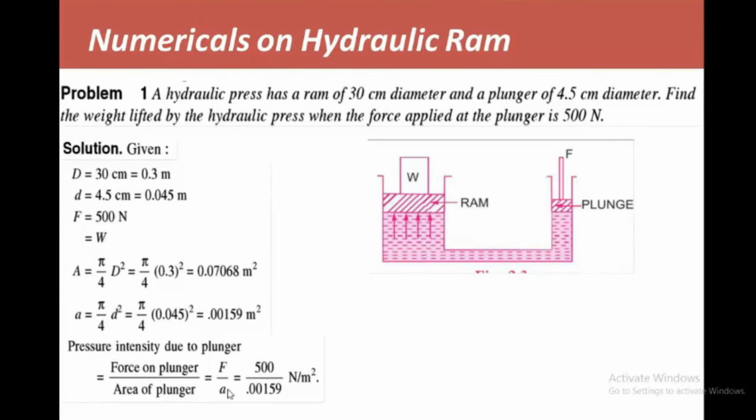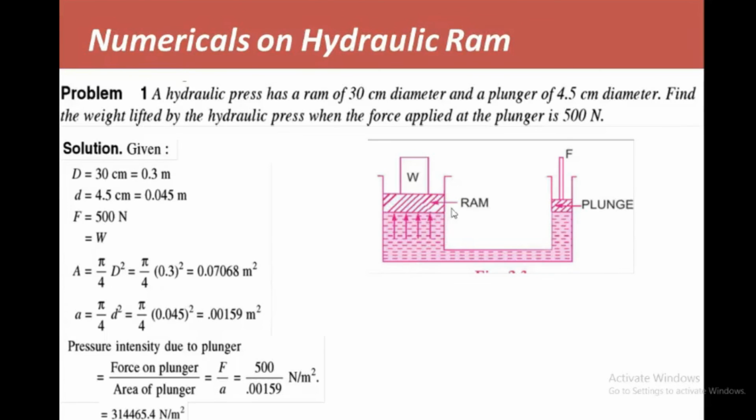The pressure on the plunger, or pressure intensity due to plunger, is force on plunger upon area. So F upon A, 500 divided by 0.00159. It comes out to be 314465.4 Newton per meter square. Now the pressure generated here, as per Pascal's law, will remain equal in all directions. So this pressure will be transmitted, and basically it will be released on the ram.